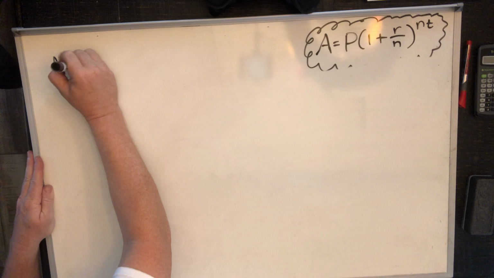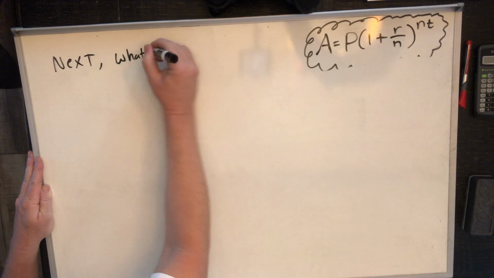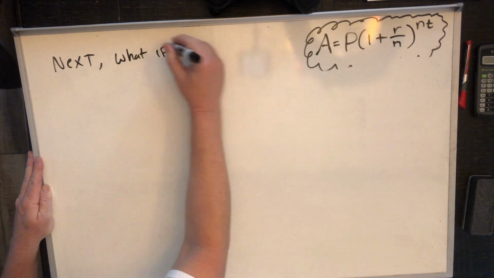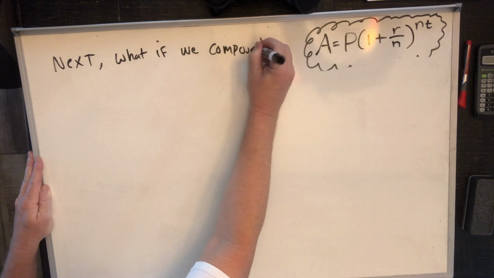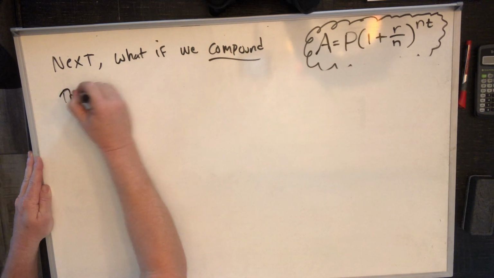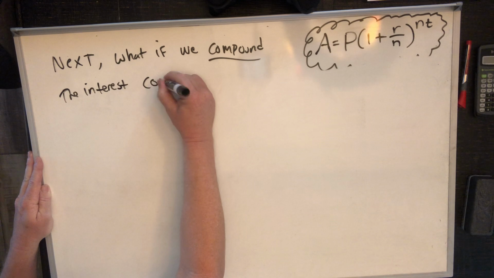Next, we ask a question. What if we compound the interest continuously?